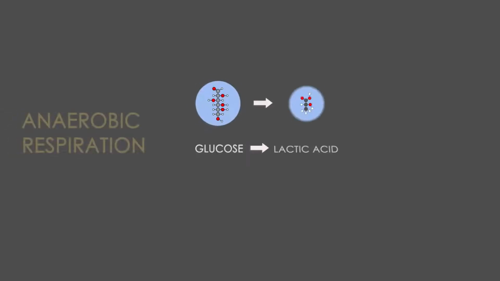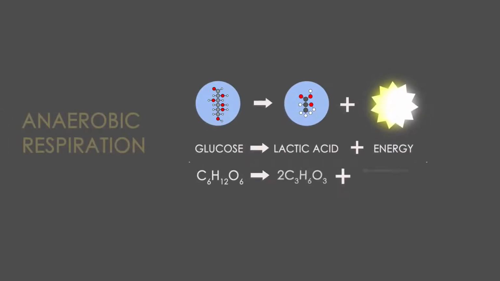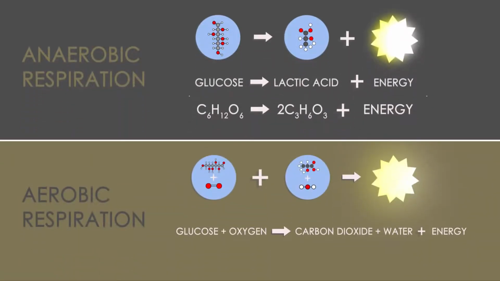Here is the generalized equation for anaerobic respiration. See how it differs from aerobic respiration. There is no oxygen involved in anaerobic respiration. It is much less efficient than aerobic respiration, and much less energy is released. This is because the glucose is only partially broken down.